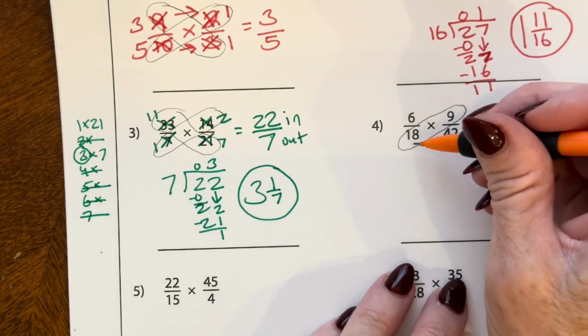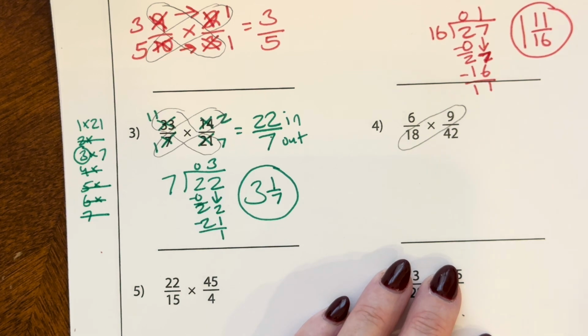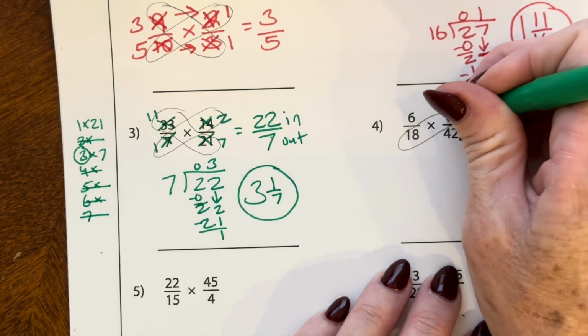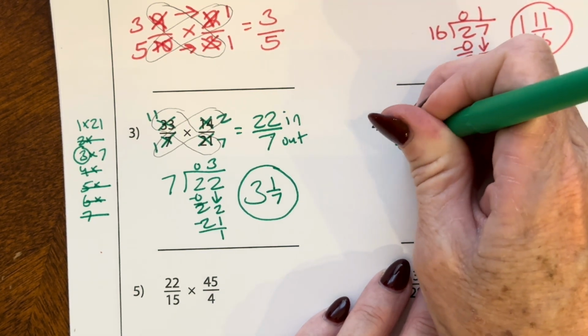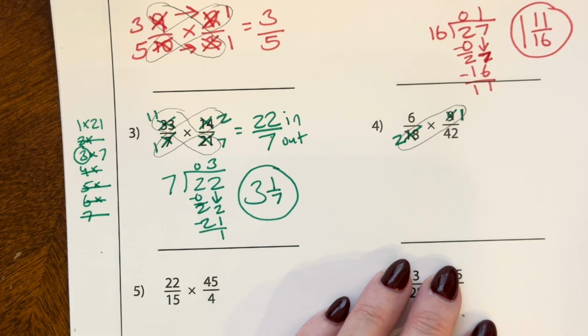So we have 9 and 18. So what is the GCF? What's the greatest number that fits into both of those? And it's going to be 9. So 9 times 1 is 9, and 9 times 2 is 18.